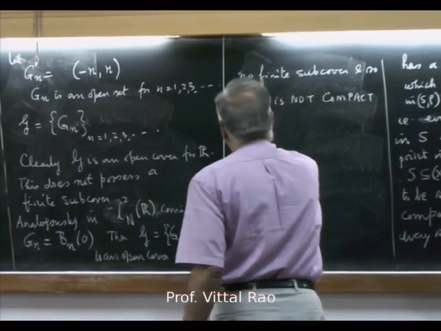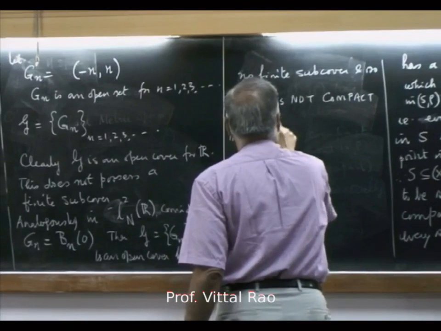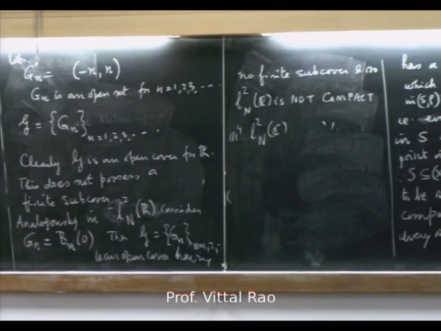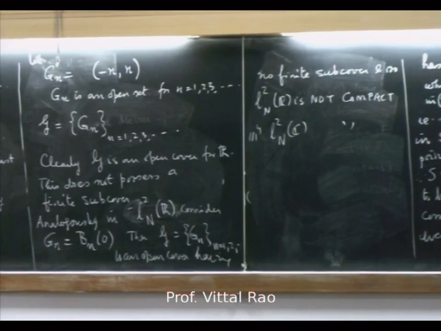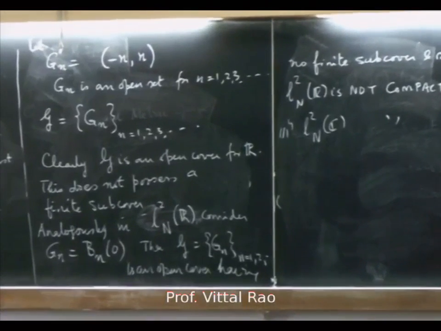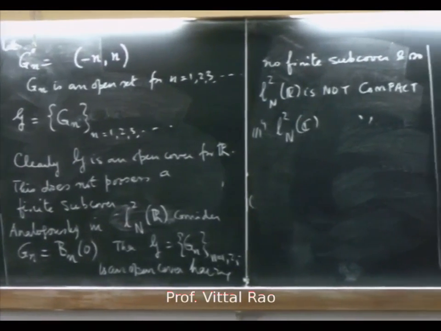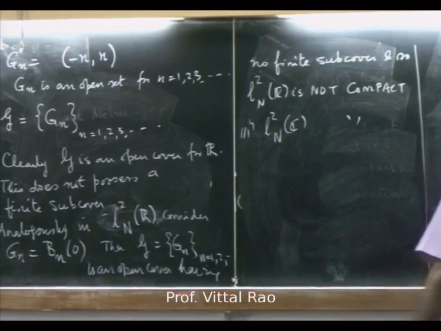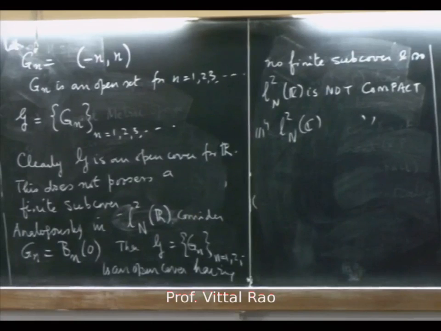And similarly L2 n C, same argument. It is very easy. We will see that no normed linear space can be compact. Okay. So that is the first example. Therefore, now we will see, even though the big universe is not compact, there are subsets inside which are compact.